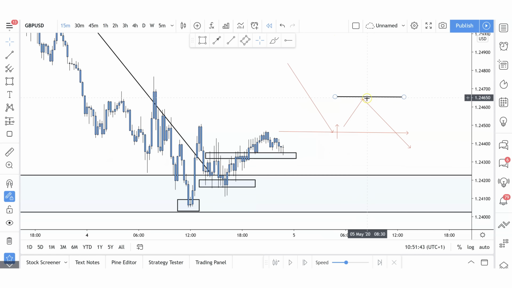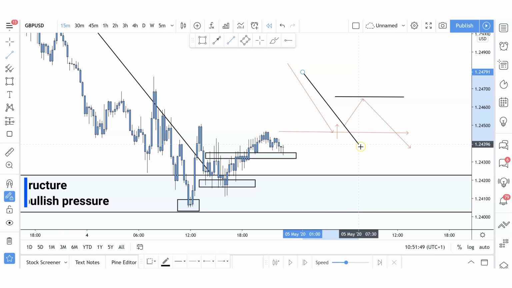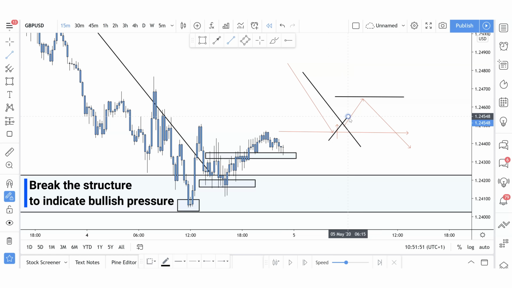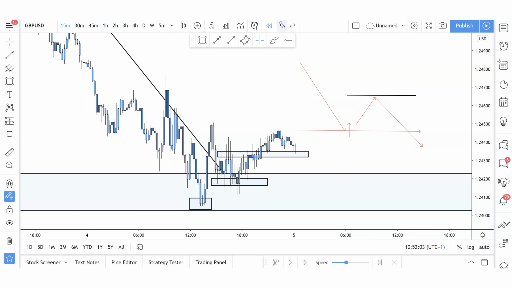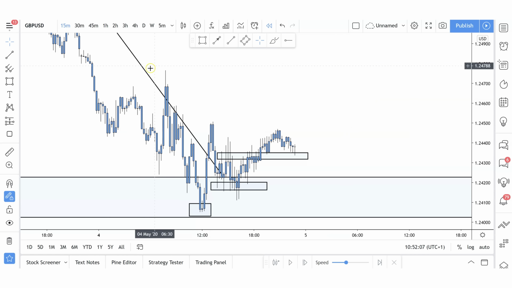Now what we want to do is identify how we can do that. What we're looking for the market to do is break the structure to indicate bullish pressure for price to come back to respect a level, break above a previous level, come back to retest the level, and then we're going to mark out our trade before price gets back here. So I hope that makes sense, and if it doesn't make sense, then I would watch that back because that's very important to understand. And as you can see here, this is exactly what happens.